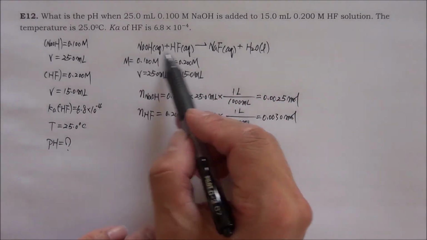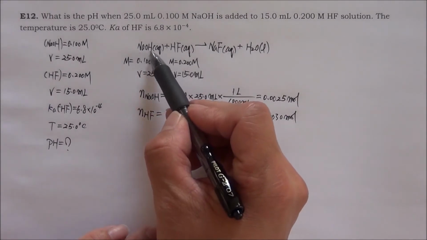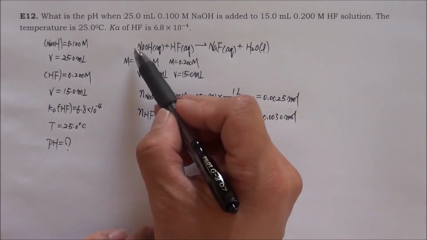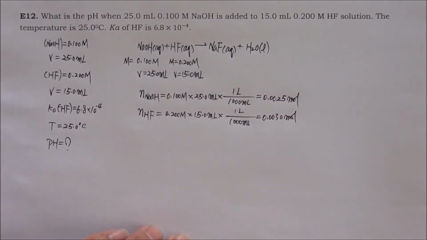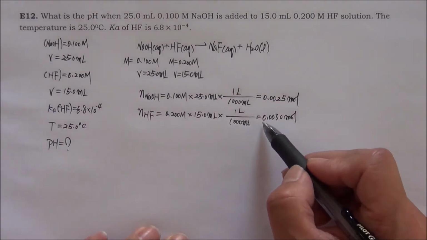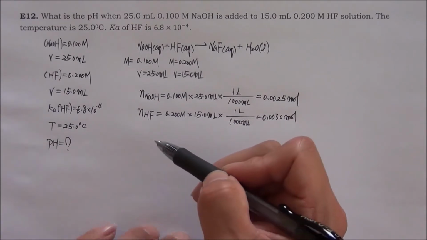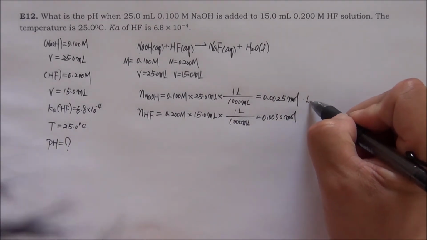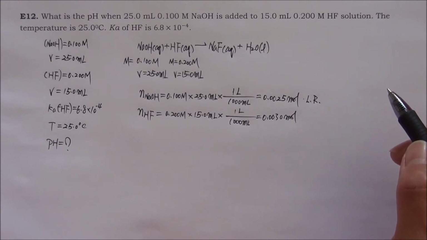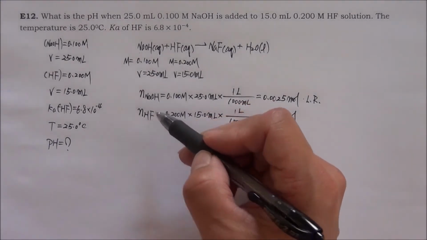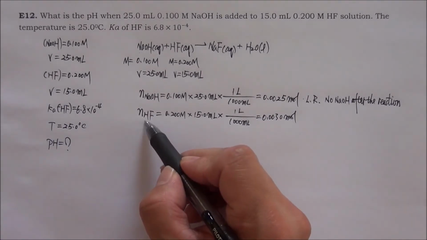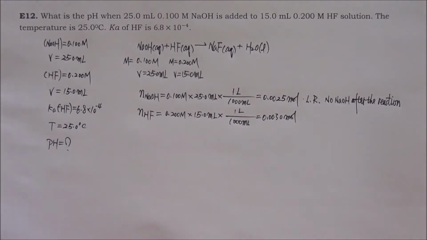According to the balanced chemical equation, sodium hydroxide will react with hydrofluoric acid according to a 1 to 1 moles ratio. Because we have more moles of hydrofluoric acid, sodium hydroxide should be the limiting reactant. Therefore, we should not have any sodium hydroxide after the reaction. We should have hydrofluoric acid left after the reaction.